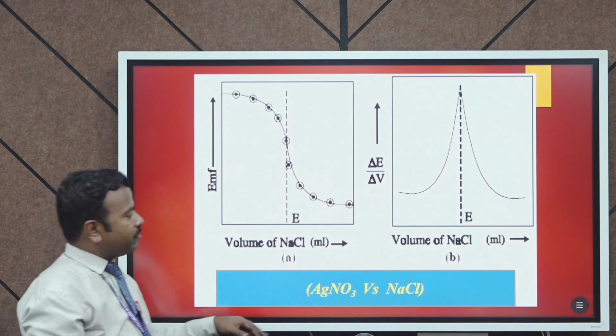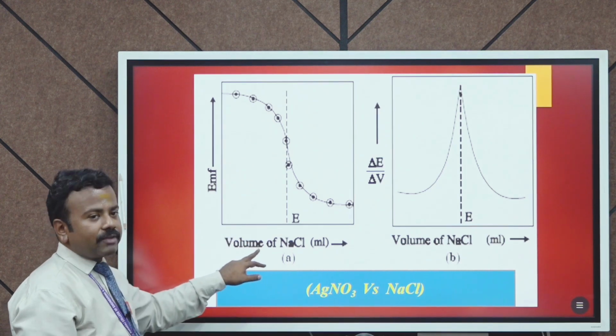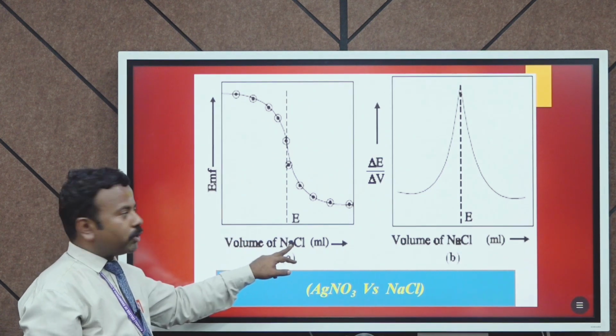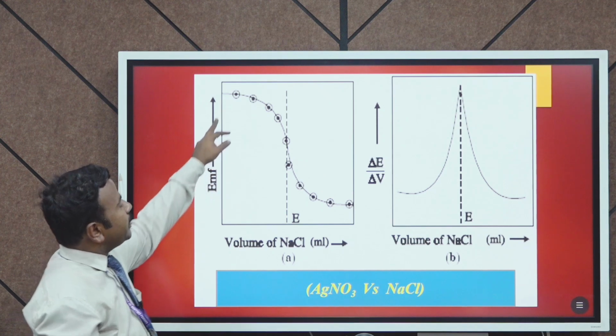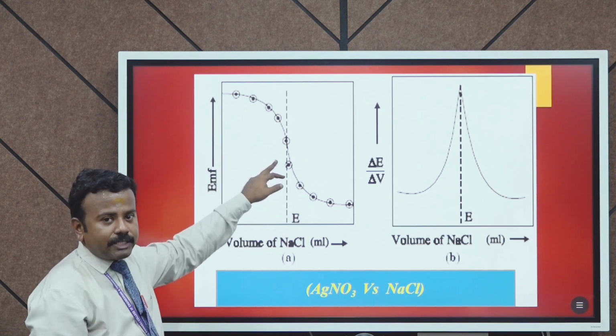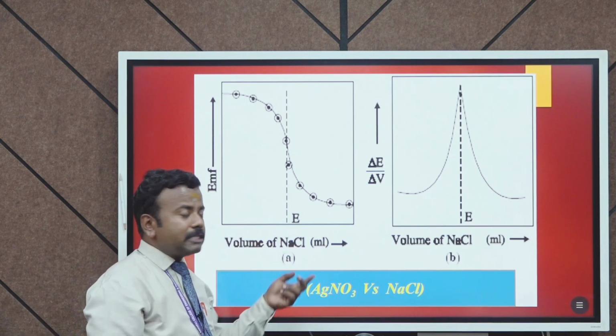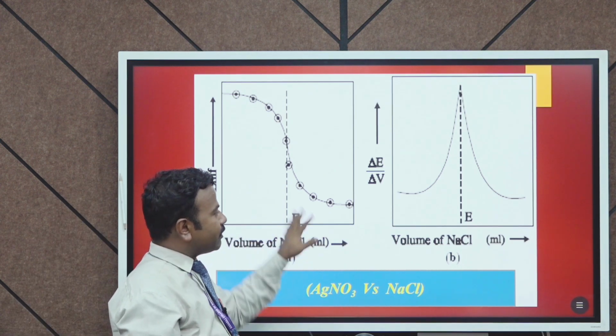So let us see the graph of the curves of the potentiometric titration. The first graph represents the volume of sodium chloride versus EMF. Here the EMF drastically decreases because of the precipitation formation. From that we can note the equivalence point. But the equivalence point cannot be noticed clearly from the first graph.